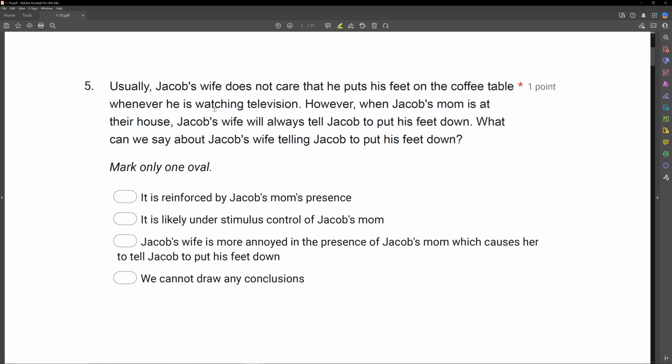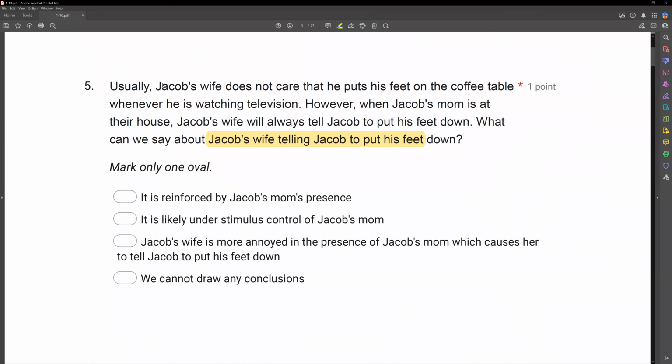5, usually Jacob's wife does not care that he puts his feet on the coffee table whenever he is watching television. However, when Jacob's mom is at the house, Jacob's wife will always tell Jacob to put his feet down. What can we say about Jacob's wife telling Jacob to put his feet down? Behavior question, and they're specifying what we're looking at. We're looking at Jacob's wife telling Jacob to put his feet down.